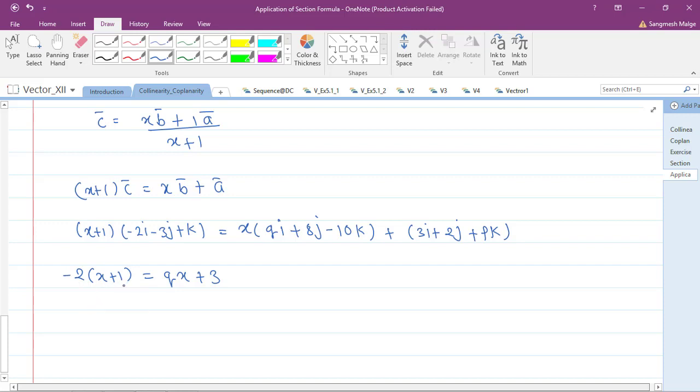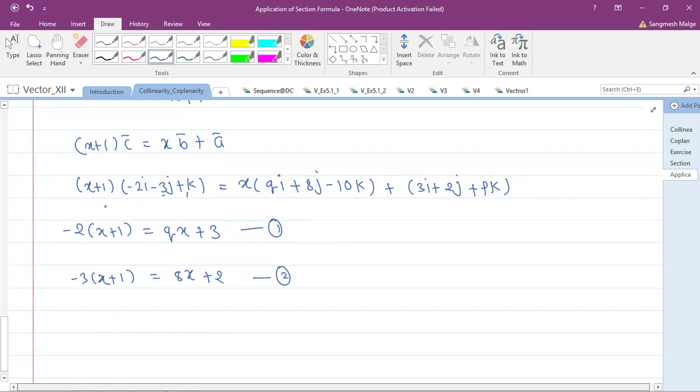So if I solve this, okay, we'll keep this as it is. We'll take the second one. Now minus 3 into x plus 1, the coefficient of j is equals to 8x plus 2. So this is equation number 1, equation number 2, and let's have equation number 3 here. So it is 1 into x plus 1 is equals to minus 10x plus p. So this is equation number 3.